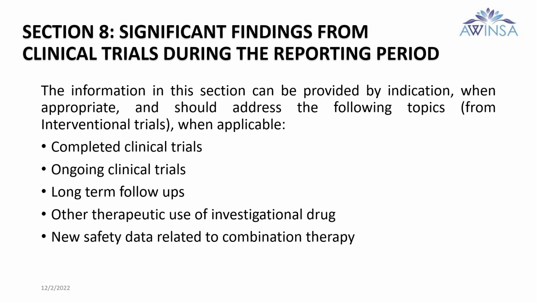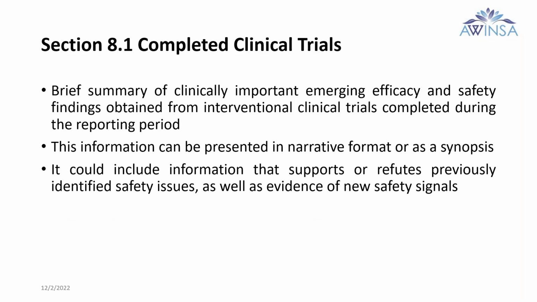Now, section 8 is the significant findings from the clinical trials during the reporting period. If we look into this section, it has to be broken down into different subsections. First of all, we have to provide the data about the clinical trials which are completed. We have to provide any important safety concerns which are coming from that particular completed trial. This information can be presented in a narrative format or as a synopsis. It should also include information that supports or refutes any previously identified safety issues as well as any new safety signals.